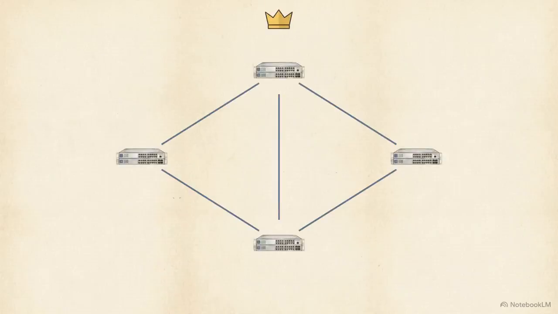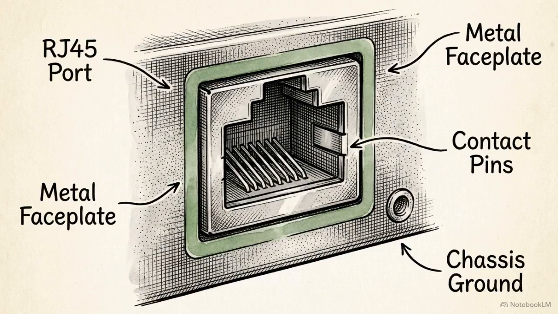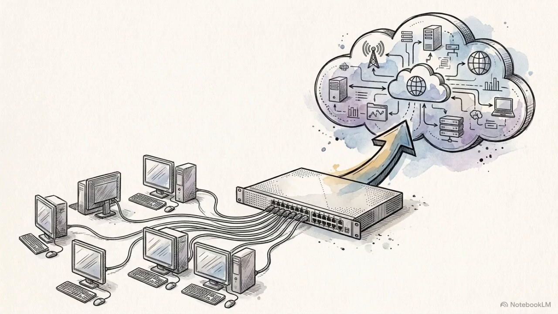Once the root bridge is elected, every other switch in the network calculates its shortest path back to that root based on link speed. The port with the lowest path cost becomes the root port. For every local LAN segment, one switch is chosen to forward traffic toward the root.